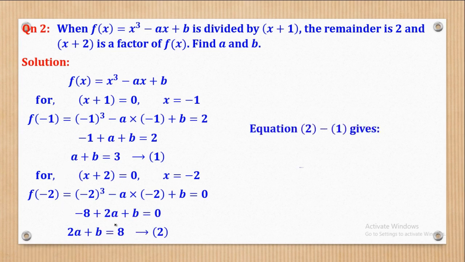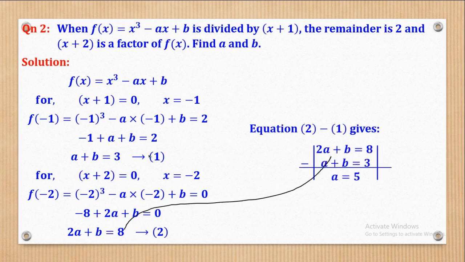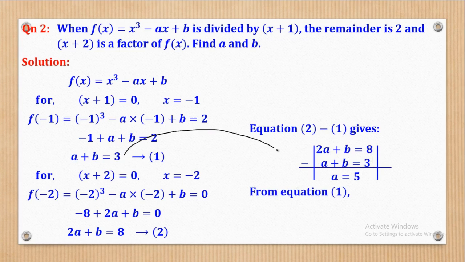Therefore, equation 2 minus equation 1, I'll come up with this. So this is equation 2, and this is equation 1. Subtracting the 2, this cancels, and here I remain with a. Here 8 minus 3 gives me 5. Now from equation 1, I'll substitute for a and make b the subject, and b will become negative 2, and basically that's what they wanted.